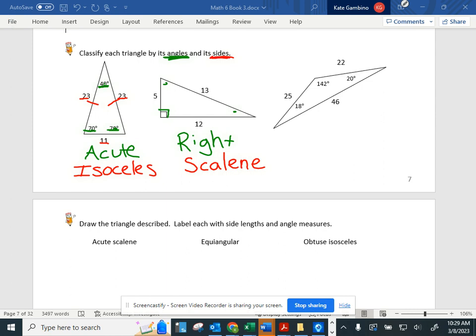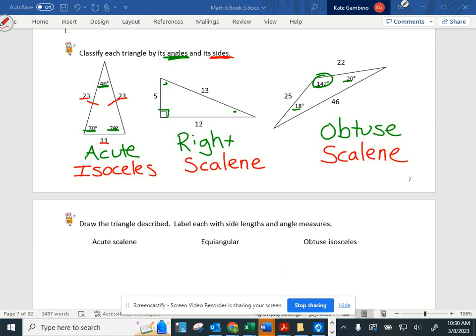I'm gonna let Riziki do the last one. Okay, so its angle is obtuse. Yes, there is an obtuse angle in there. And then its sides would be scalene. Yep, it would be scalene because all the sides are different. It's okay.